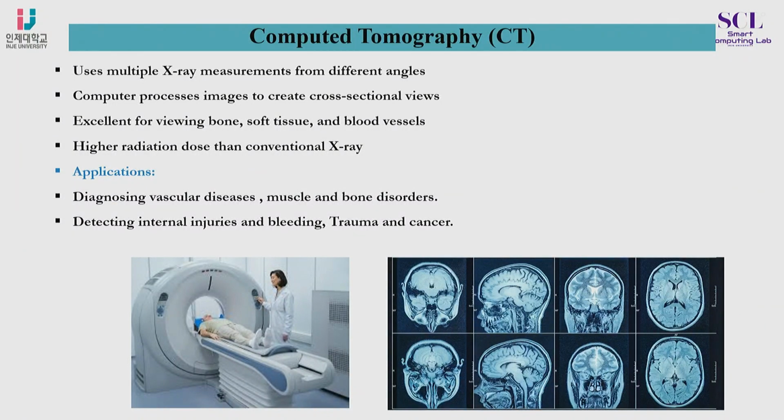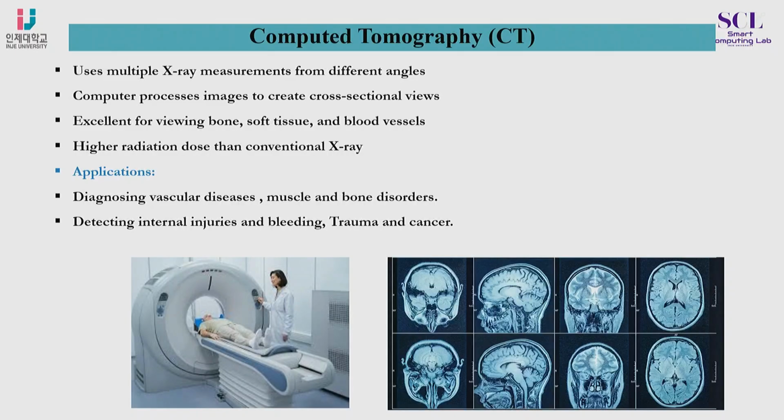And computed tomography, this is a little bit advanced form of X-ray images. In X-ray images, we take images from one angle, but here in this case, the images are taken from multiple angles. For example, it uses multiple X-ray measurements from different angles and computer processing to create cross-sectional views. From here you can see there are different images taken from different angles with this equipment, and you have a cross-section of your image so that it can provide better information related to your body part.